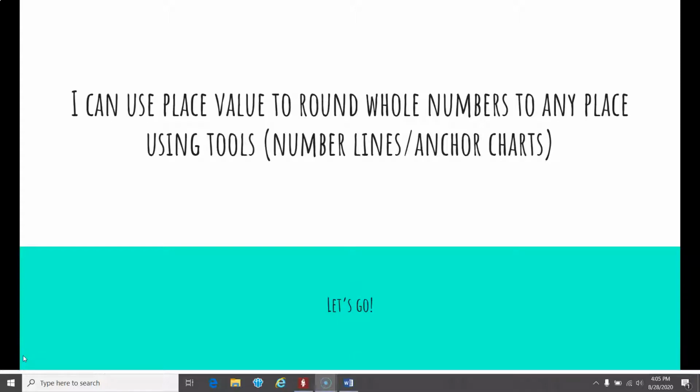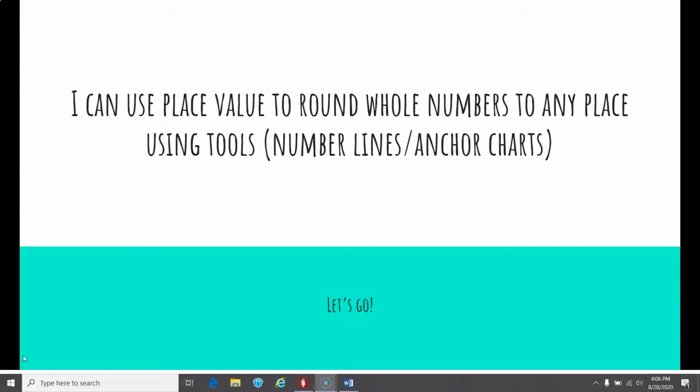And we have been working since the beginning of fourth grade on place value. Now, we are going to continue with that this week, but we're going to move into something that you actually learned how to do last year in third grade, which is rounding. Now, we are going to work this week on using place value to round whole numbers to any place using tools, and some of those tools might be number lines or anchor charts. Today I'm going to show you a different tool that you can use or draw when you round.